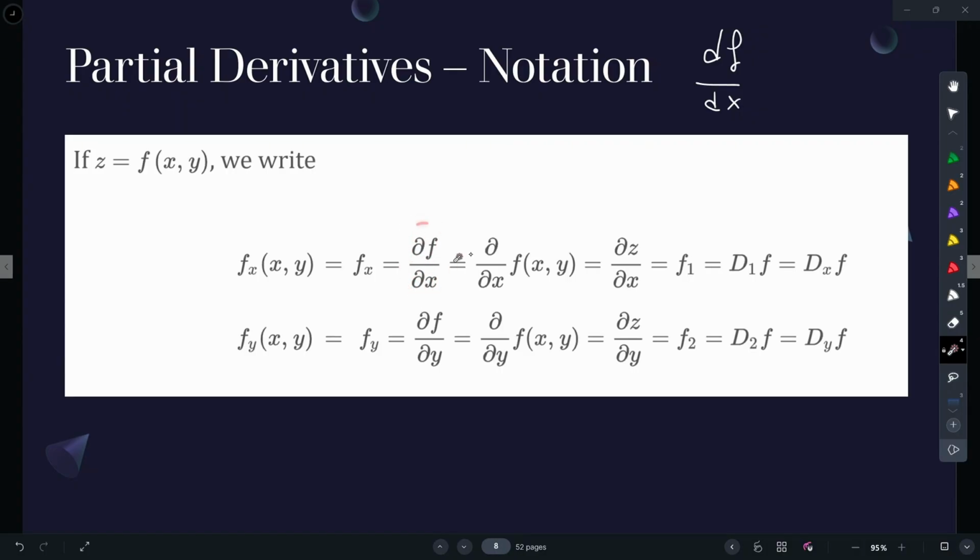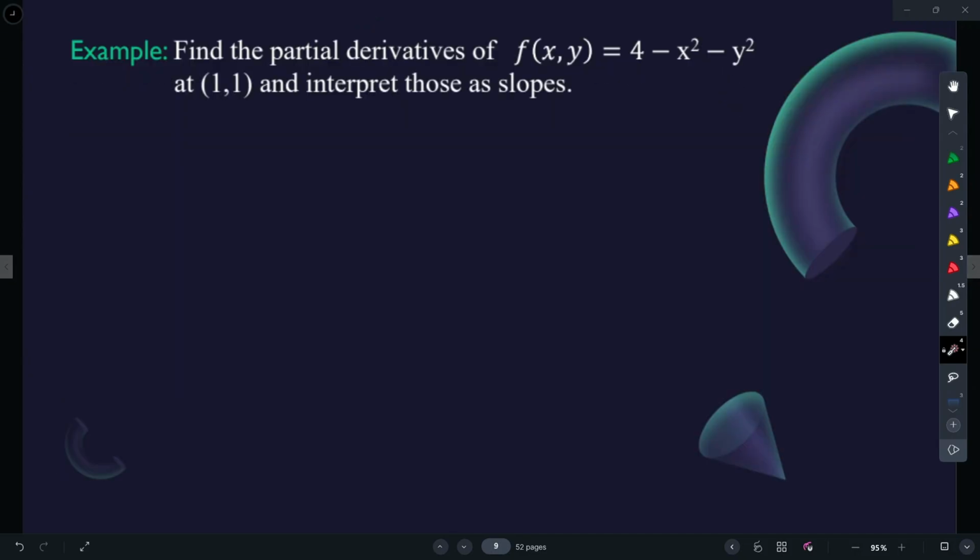So when I do this, I am doing the derivative that we saw where y is fixed, and I'm taking a derivative with respect to x. And when I have the subscript y, I'm doing a partial derivative with respect to y. I'm letting x be fixed and letting y run. Okay. So let's look at how you compute those, and then try to interpret them.